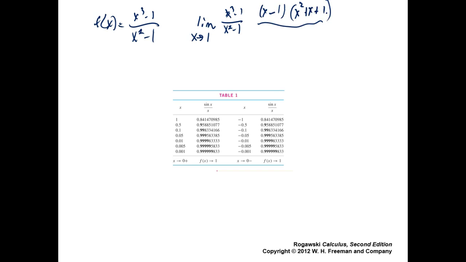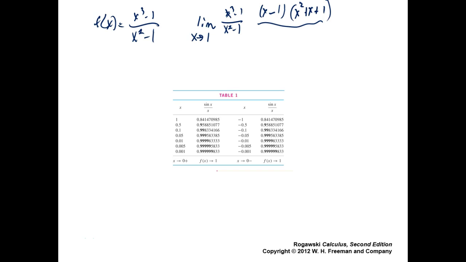Now, if you don't believe that, multiply it out and see. X times x squared would be x cubed. X times x would be x squared, but x squared times minus 1 would be minus x squared. So those add to 0. Then x times 1 would be x, but negative 1 times x would be minus x. So those add to 0. And then minus 1 times plus 1 would be minus 1. Yep, that is the factorization.